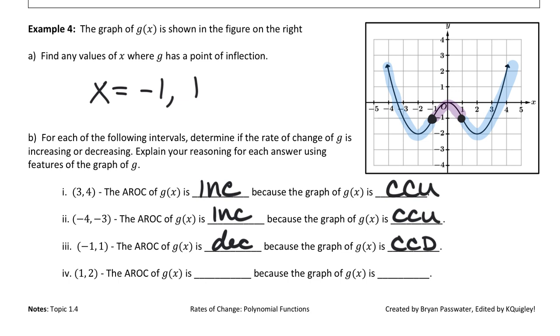How about between 1 and 2? The average rate of change is doing what? Increasing. Why? Thank you for saying the graph. The graph is concave up. Very good. So again, we're back to dealing with these changes in the rates of changes. When we switch from concave up to concave down, we can now call that a point of inflection. That's the vocabulary word for it. Okay.